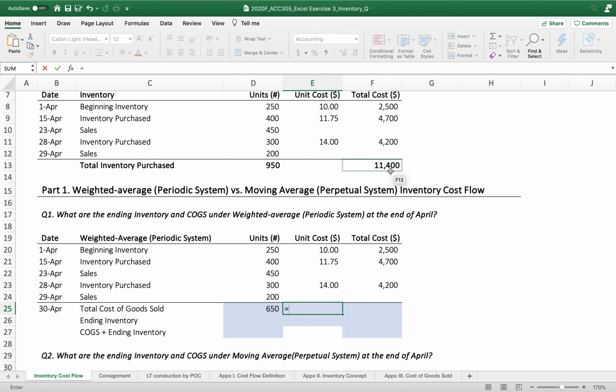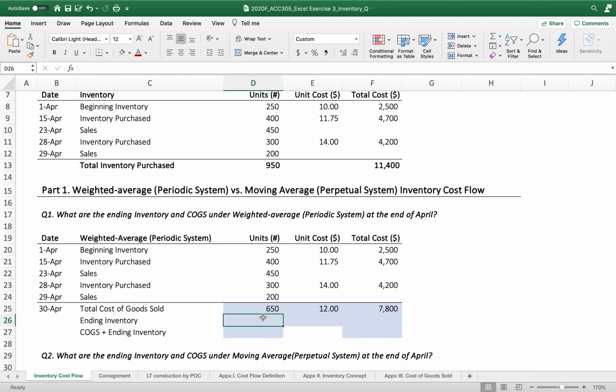That's right, it's very simple. Because this is a periodic system, we take the total cost of inventory purchased, $11,400 over 950 units. So $12 per unit is the cost of goods sold. We apply this to 650 units. So we assume that we sold inventory at a unit cost of $12. How many? 650 units. So the total cost of goods sold on the income statement should be recorded at 7,800.